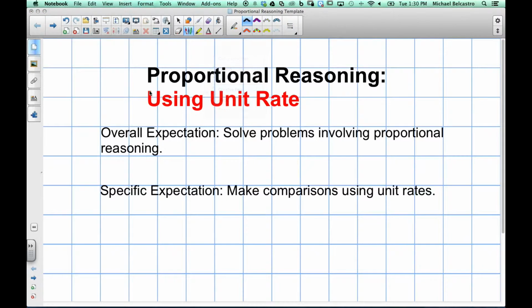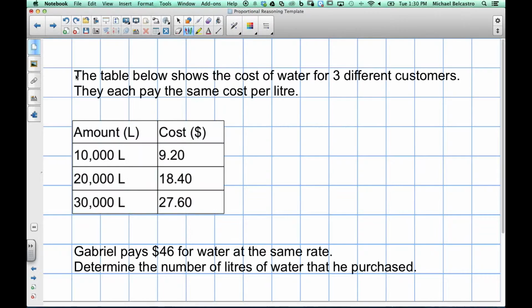We're going to be looking at proportional reasoning and using unit rate in this case. This goes over the overall expectation to solve problems involving proportional reasoning and the specific expectation to make comparisons using unit rates. So we'll get right into the question.